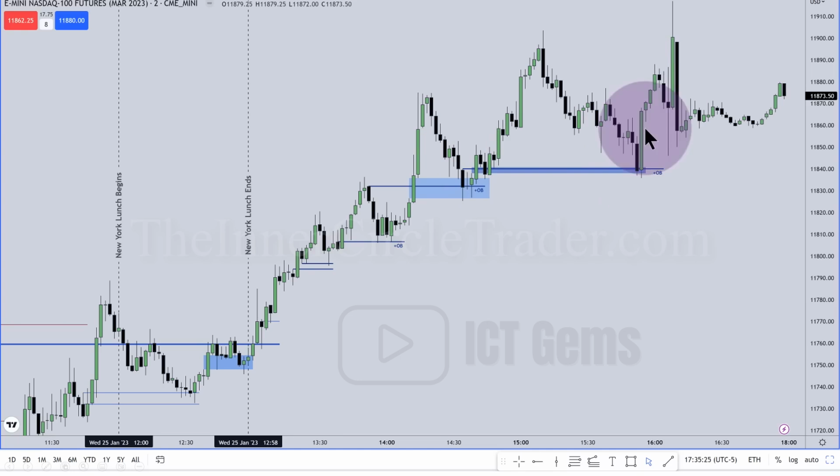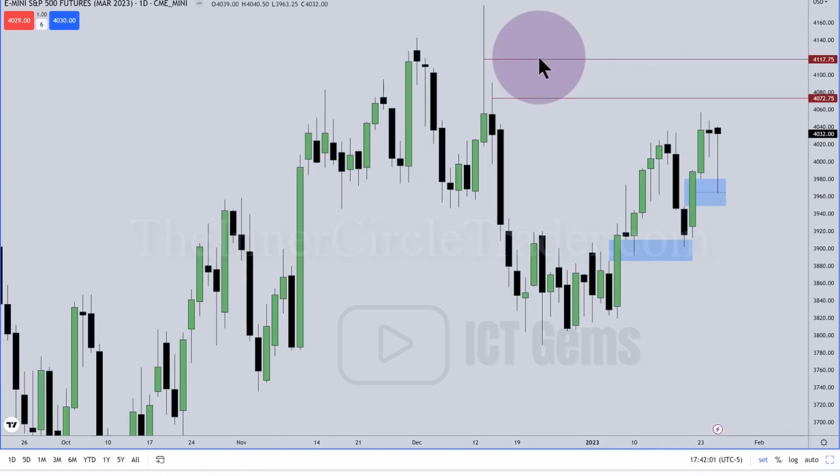In that last hour of trading, the macro runs from 3 o'clock to 4 o'clock, trades down to the order block. Everyone thinks the high's in place, pumps it through, clears out buy side. Rolling on over into E-mini S&P, this is our daily chart. We have the consequent encroachment of this wick, 4117.75. Consequent encroachment of this candle's wick, which is 4,072.75.